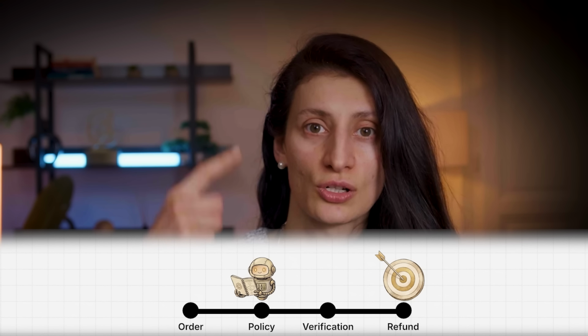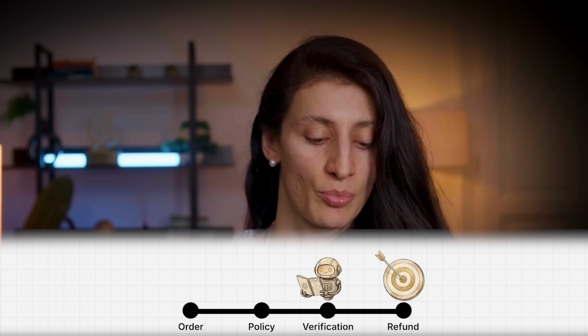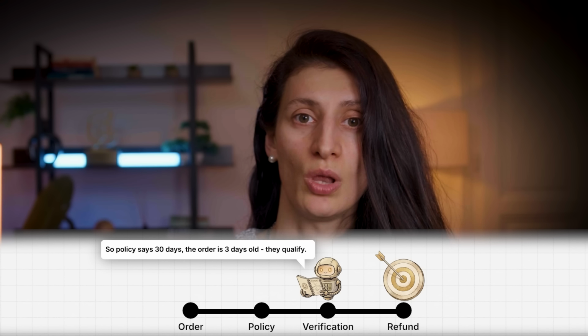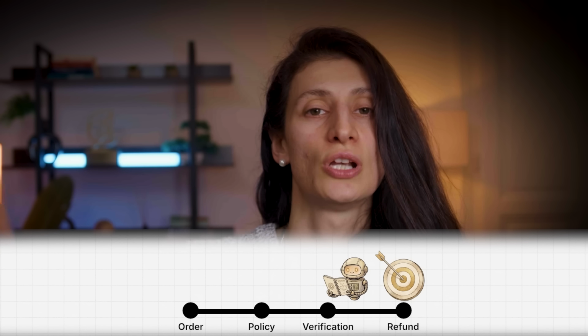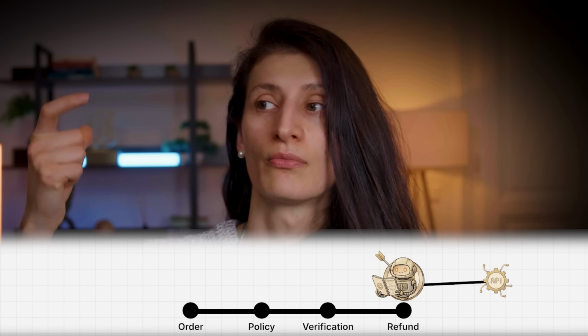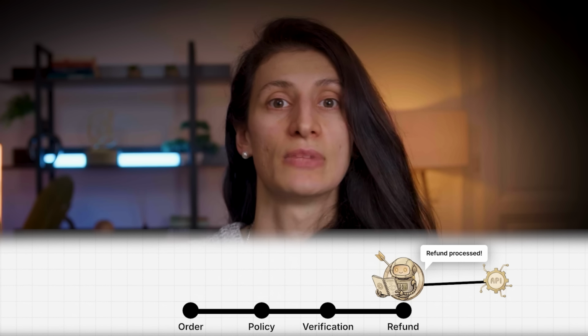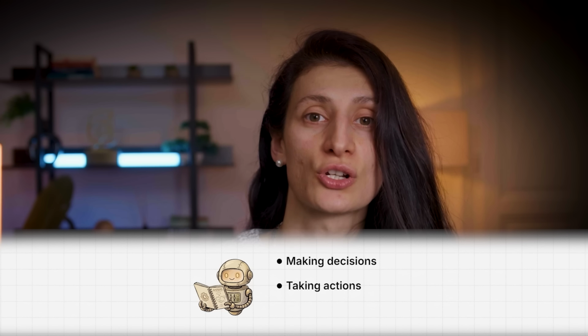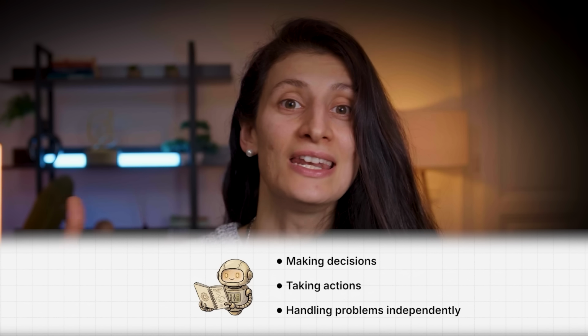It receives the policy back. The agent then actually reasons. So policy says 30 days. The order is 3 days old. They qualify. Now initiate the refund, which means the agent now calls the action tool, process refund, and it happens. So this whole loop happens automatically. The agent is making decisions, taking actions, and handling problems independently.